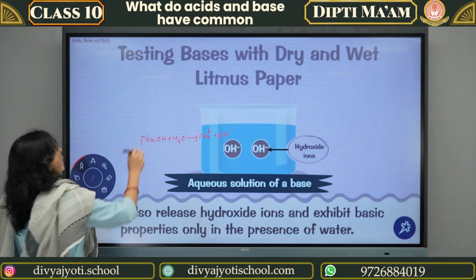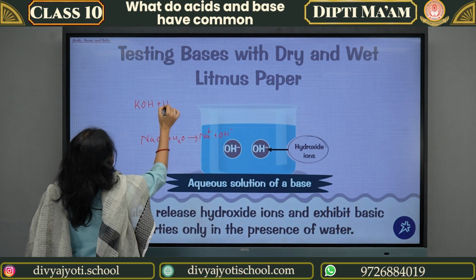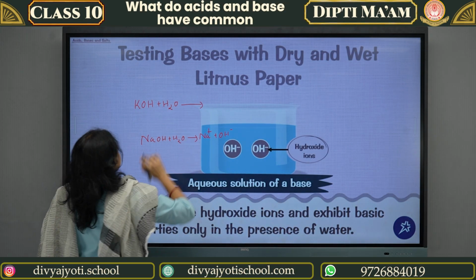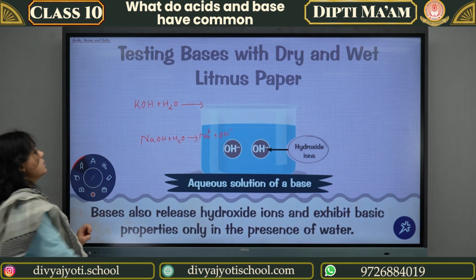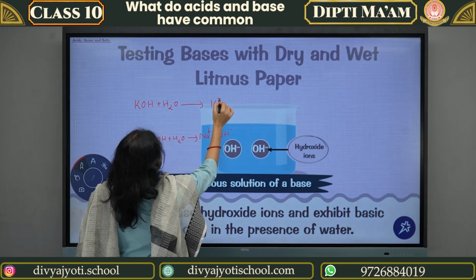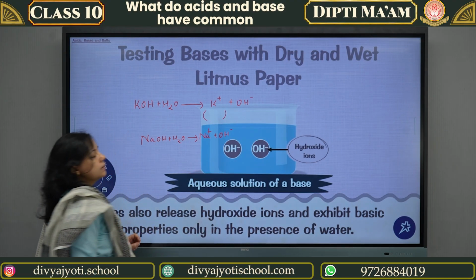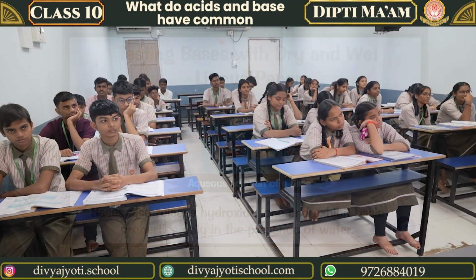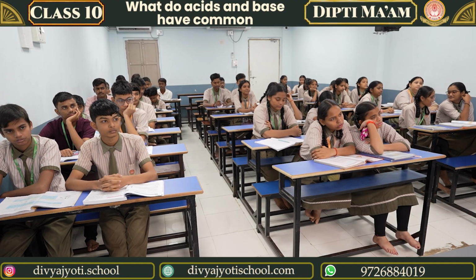Instead of NaOH, suppose I take potassium hydroxide, KOH, which reacts with the water molecule. Then what is the product? K+ and OH- ion. What is the name of these? K+ is the potassium ion, and OH- means the hydroxide ion.